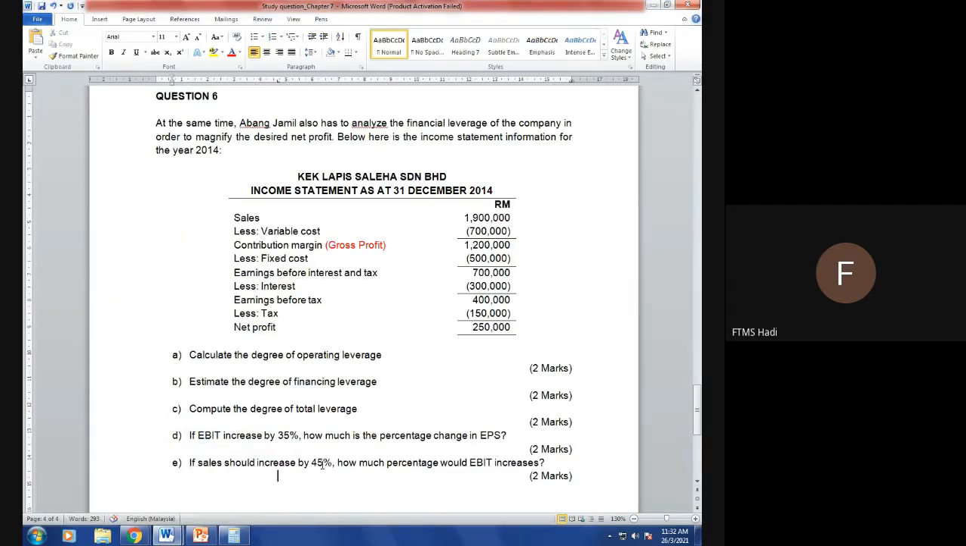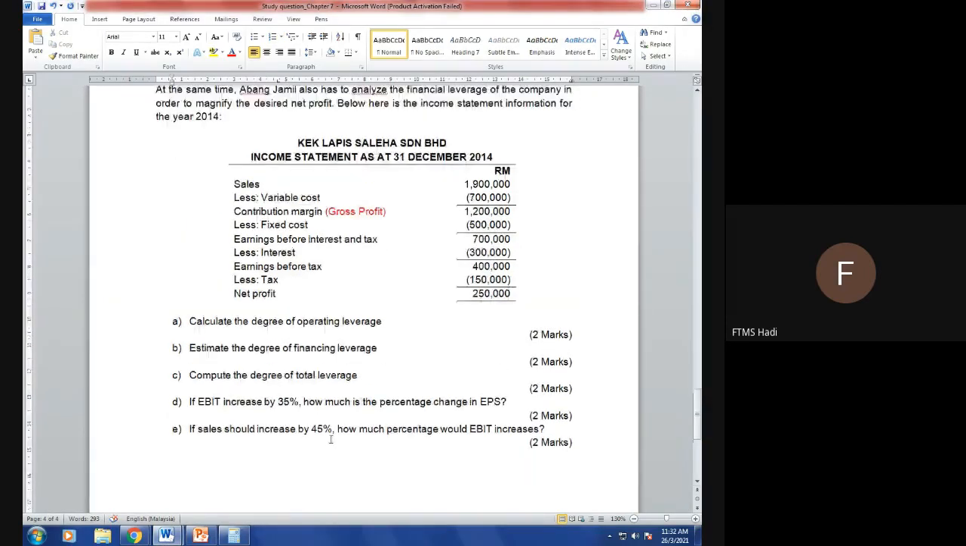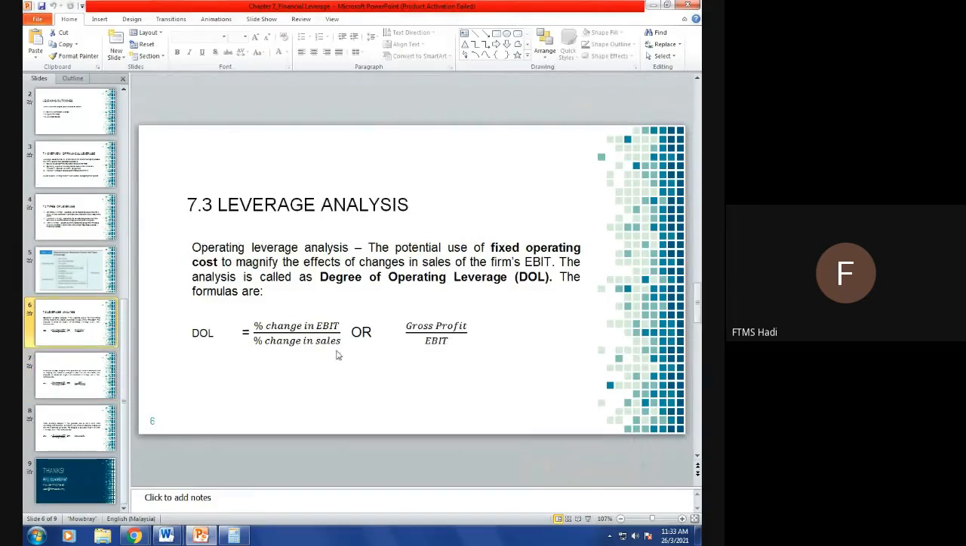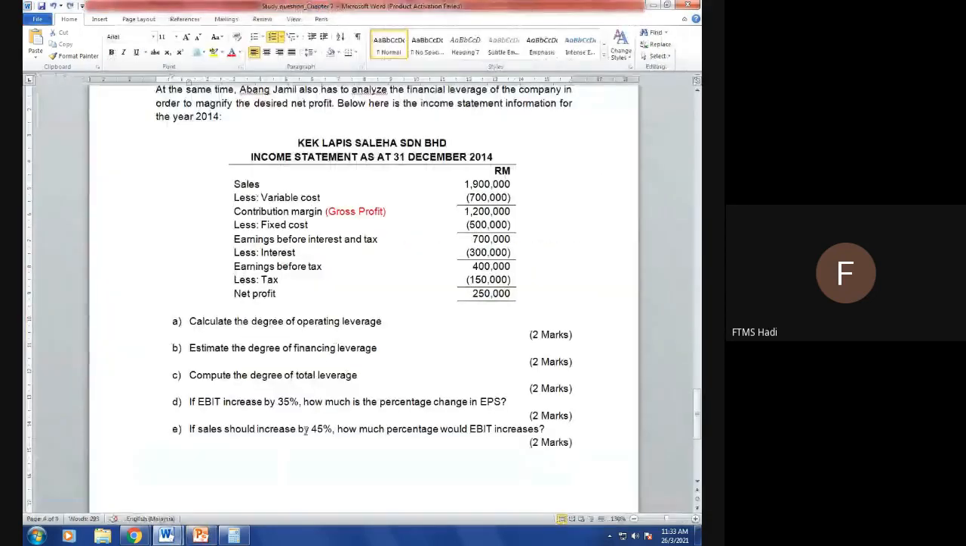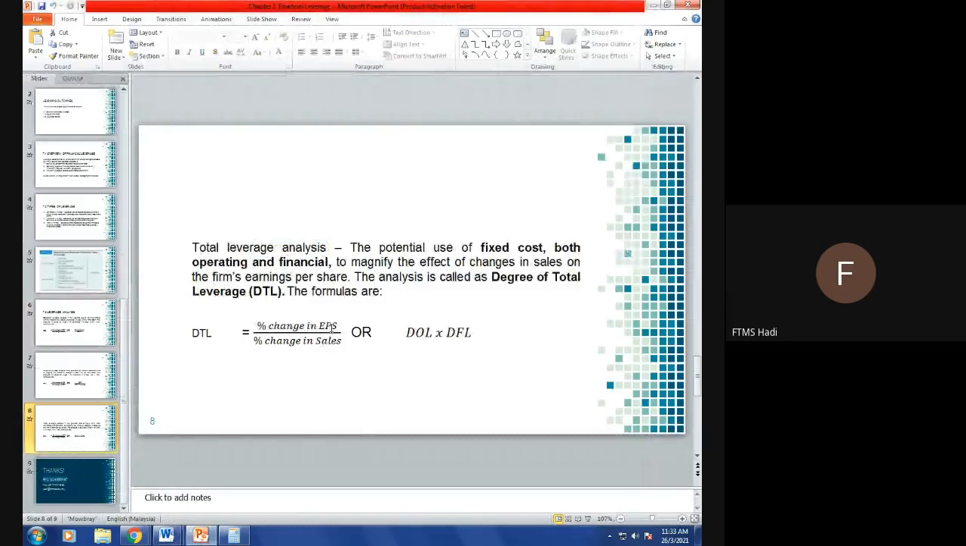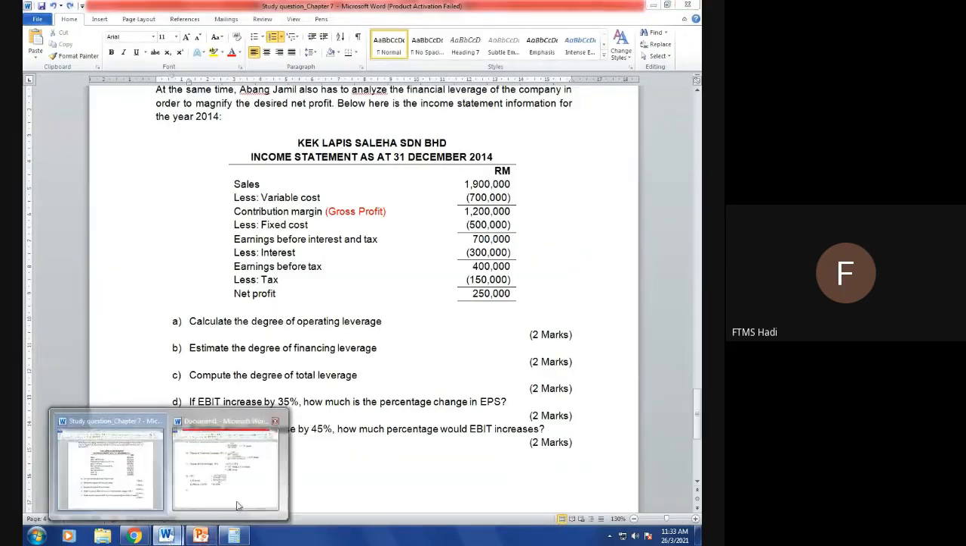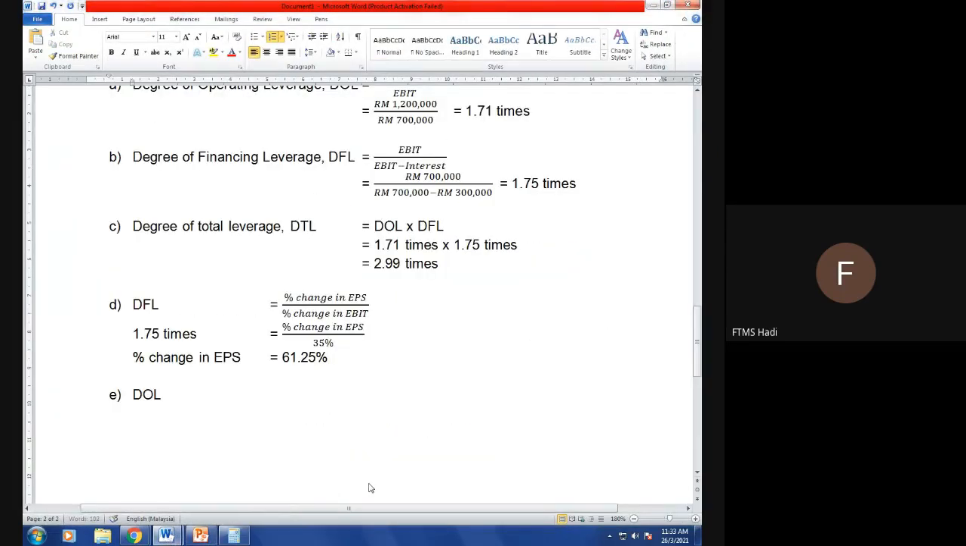The last one. If sales increase by 45%, how much percentage would EBIT increase? Again, you need to look at two elements, sales and EBIT. What is the formula associated with sales and EBIT? This one cannot, because it is EBIT and EPS. This one EBIT and sales, probably yes. But this one, sales and EPS, cannot. So EBIT and sales, which is DOL. DOL is the formula to use.